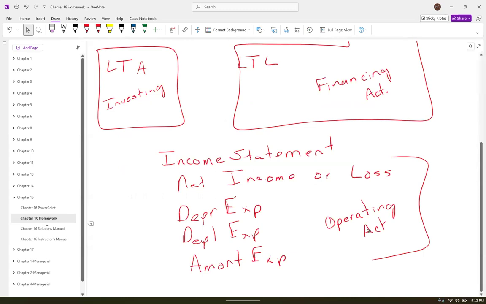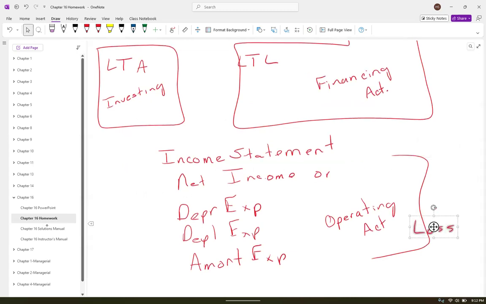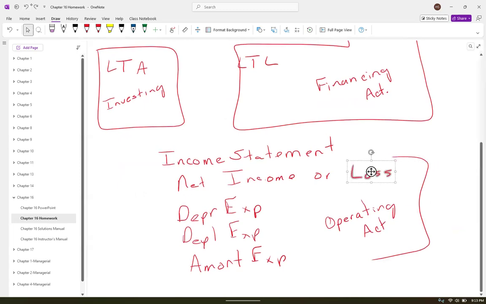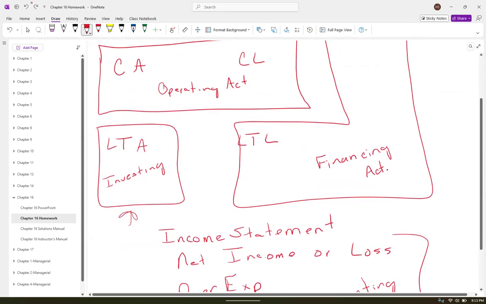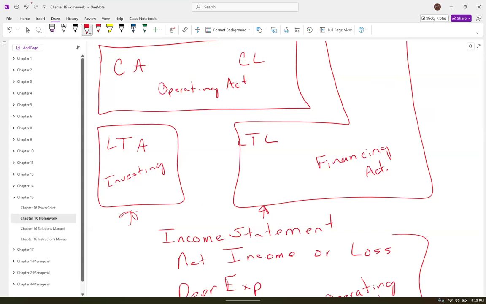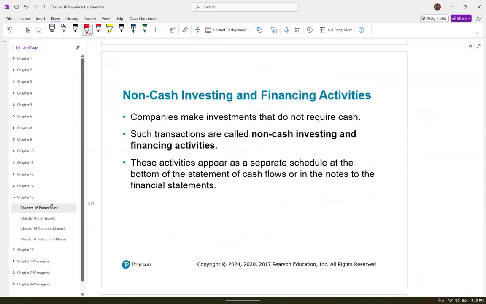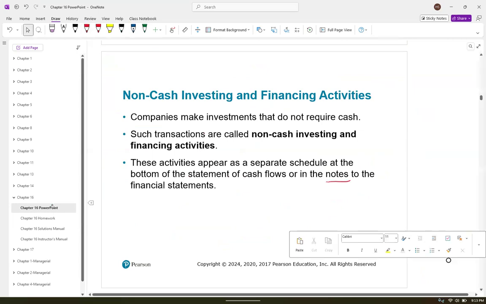So then we may have non-cash investing and financing activities. I'm going to jump back over here really quick. This is where you would purchase a long-term asset by financing it or issuing debt. Okay. So you buy a building, you didn't pay cash for it, but you have a note payable on it. Okay. That is a non-cash investing and financing activity. That is not going to appear in any of the numbers, but it is disclosed at the bottom of the statement of cash flows or in the notes to the financial statements.